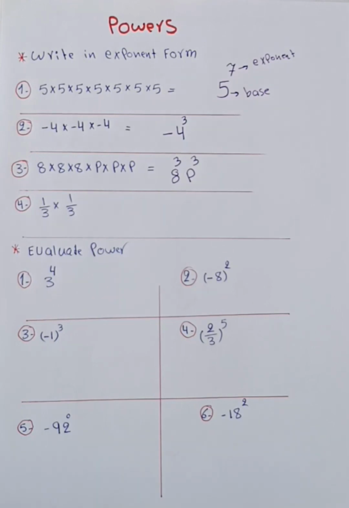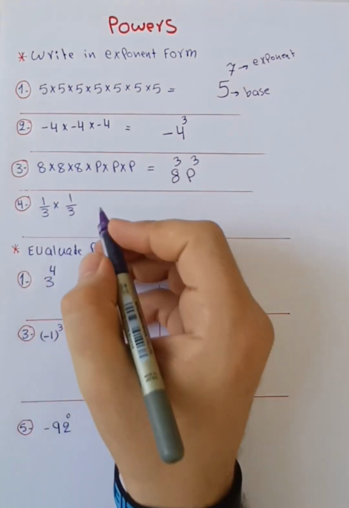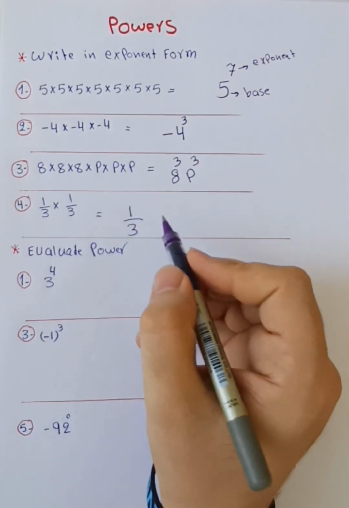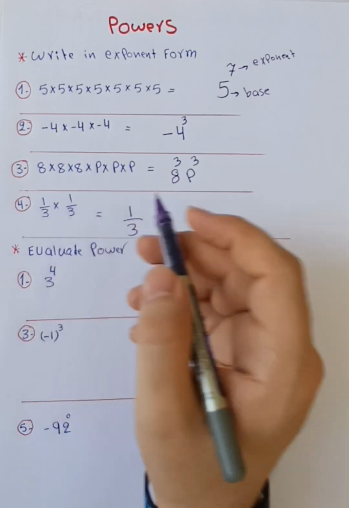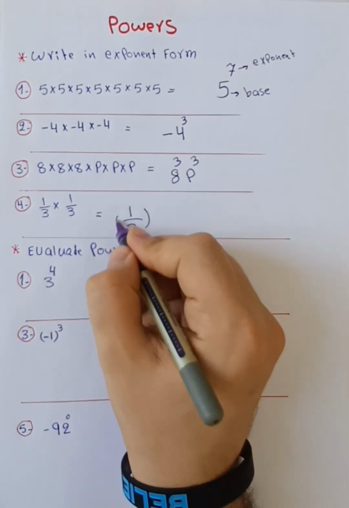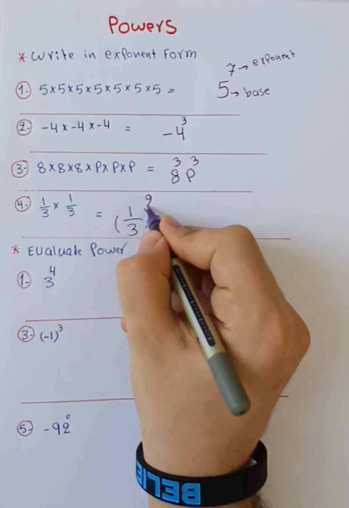Example number 4, we have 1 out of 3 multiplied by 1 out of 3. So the base is 1 out of 3 and for the exponent we have 2 one-thirds, so the exponent is 2.